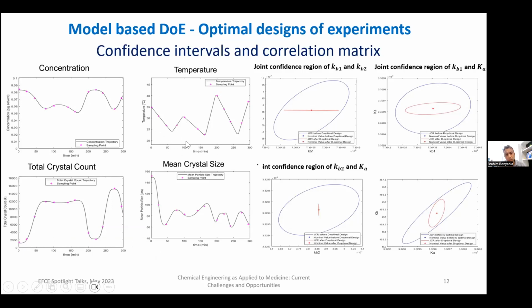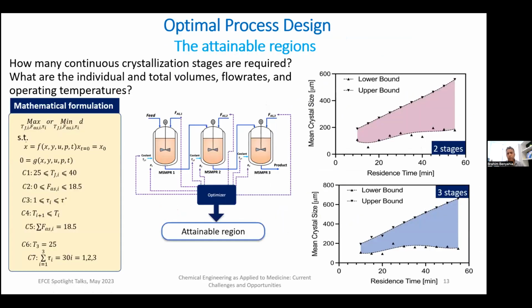So these are the experimental points versus the model predictions. And as you see, temperature cycling is the input, and all the others are the output: the concentration, the total crystal count, the number of particles, and the mean crystal size follow quite nicely the trajectories that are shown by the experiments.